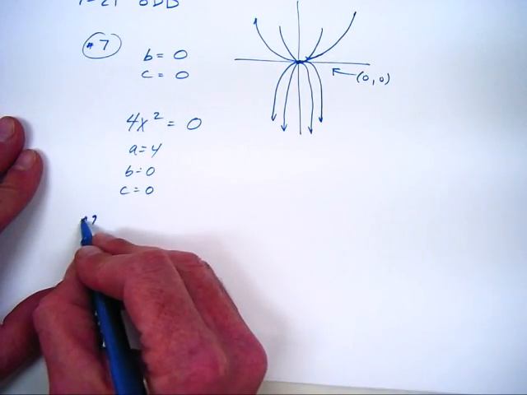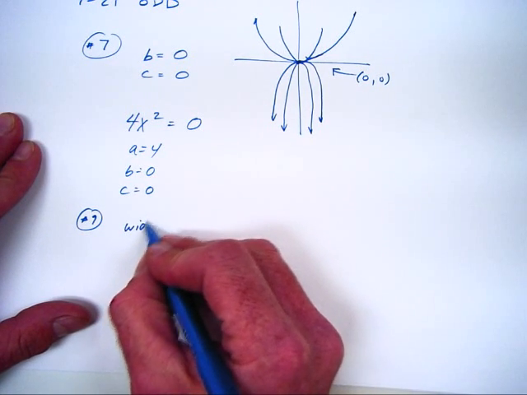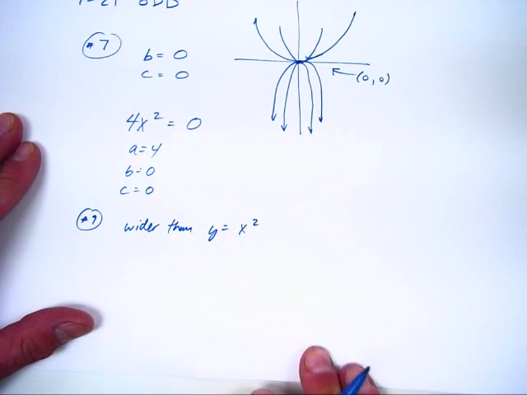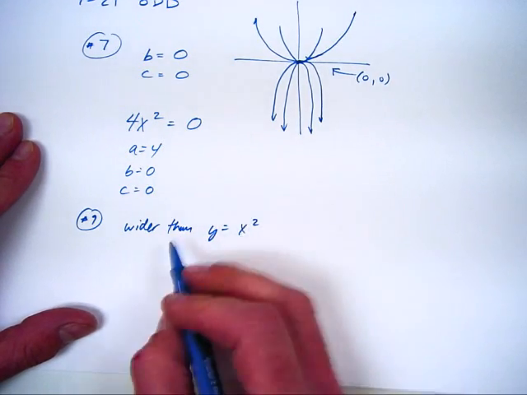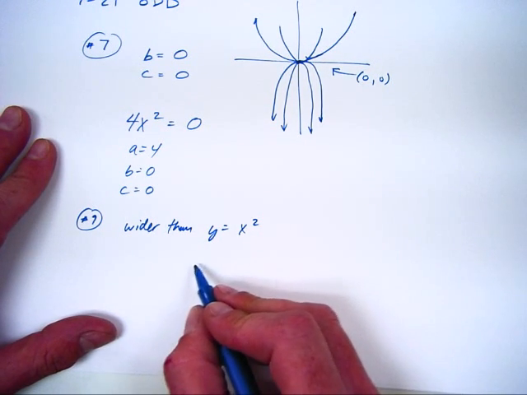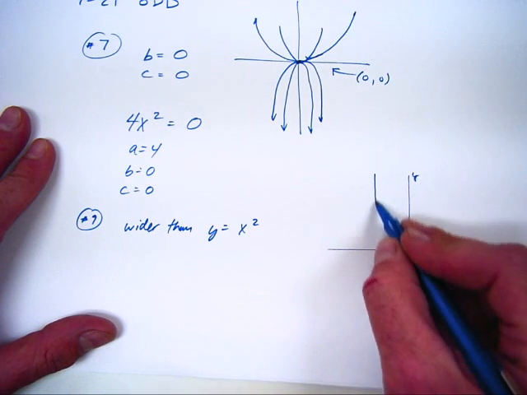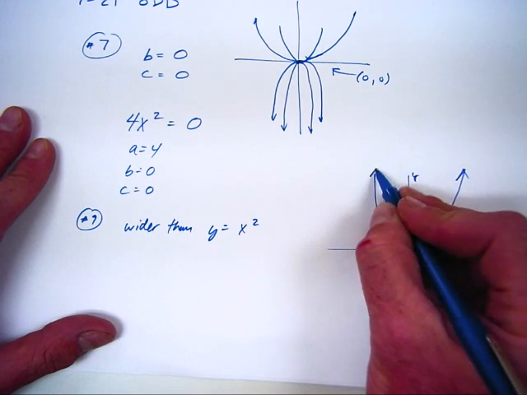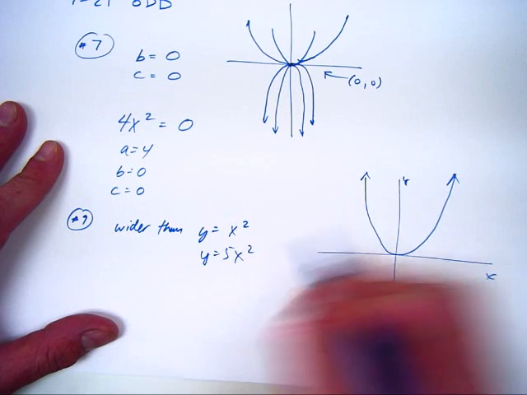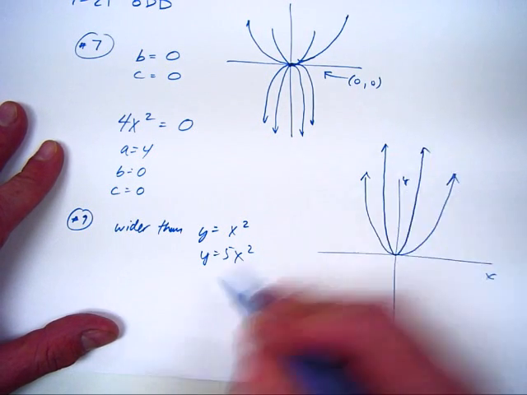Its graph is wider than y equals x squared. So we need something wider than y equals x squared. Well, remember, the a term is the thing that tells us whether stuff gets wide or narrow. So let's say y equals x squared is just kind of looking like this. y equals 5x squared is going to be steeper, right? Because it's going to get bigger quicker because of that 5 there.